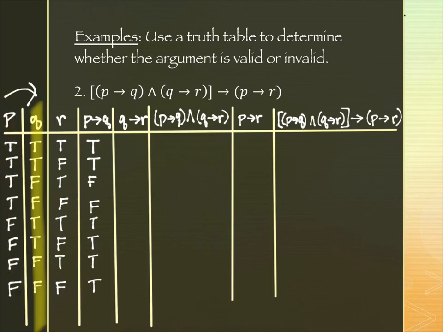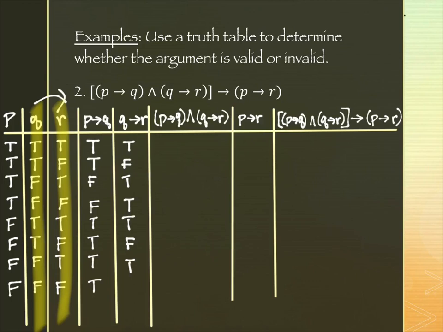That's what I wanted to do. Okay, and I want to do Q implies R. So I'm going to go between these two now. The first one is true implies true. That's true. The next one's true implies false. False. I have false implies true. True. False implies false. True. I have true implies true. True. True implies false. False. False implies true. True. And false implies false at the end is true. Yeah, there we go.